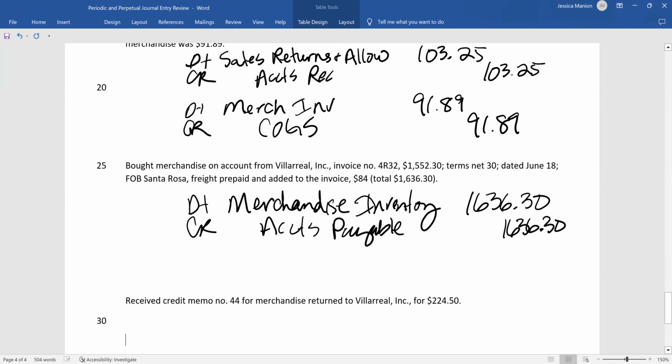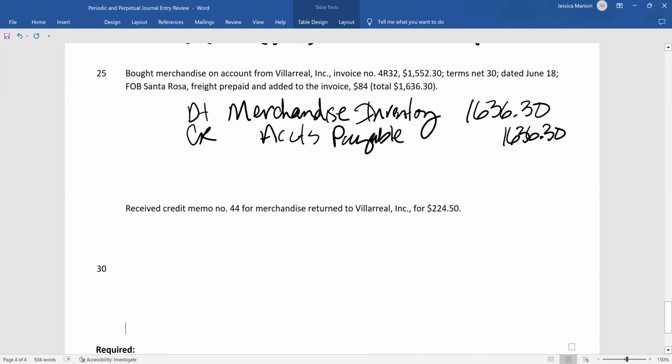Lastly, we're returning some stuff to Villarreal. So we bought that merchandise back here from Villarreal, right? There's that Villarreal. Now we're returning some. So it says, received credit memo number 44 for merchandise returned to Villarreal Inc. for $224.50. So we just need to reverse this.